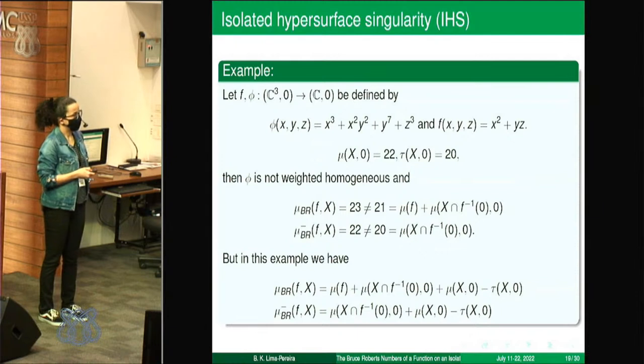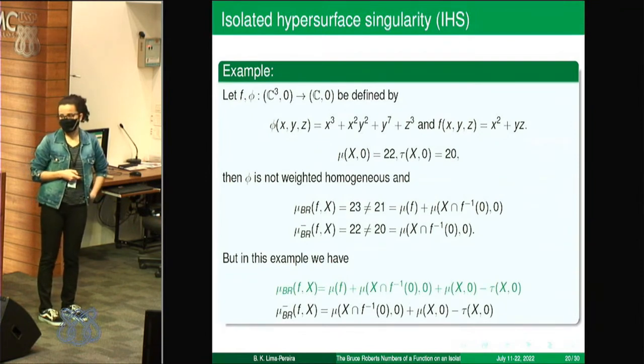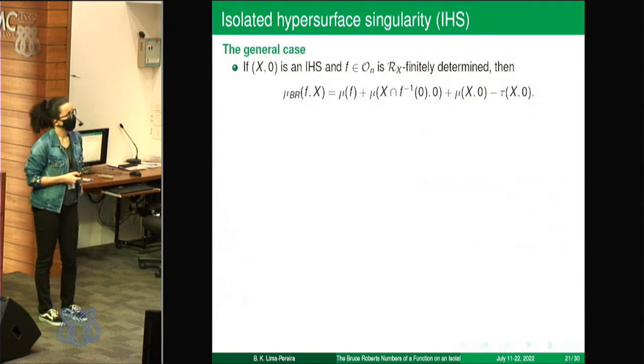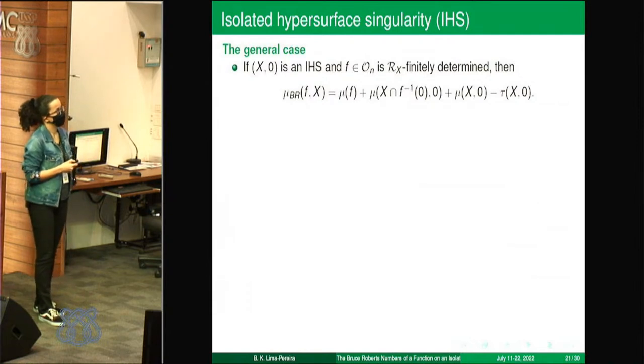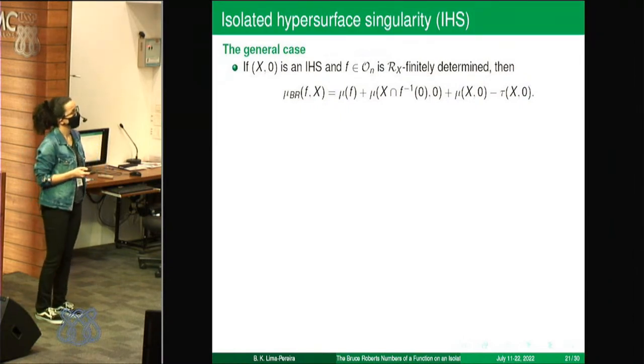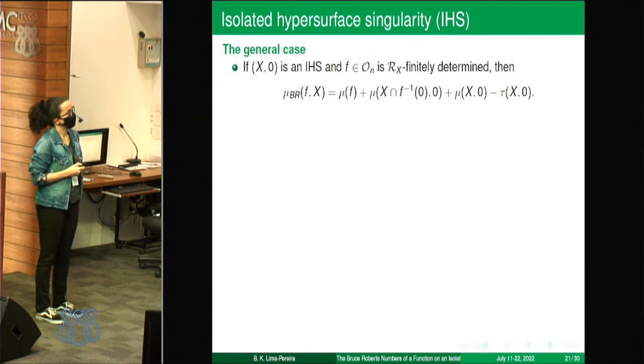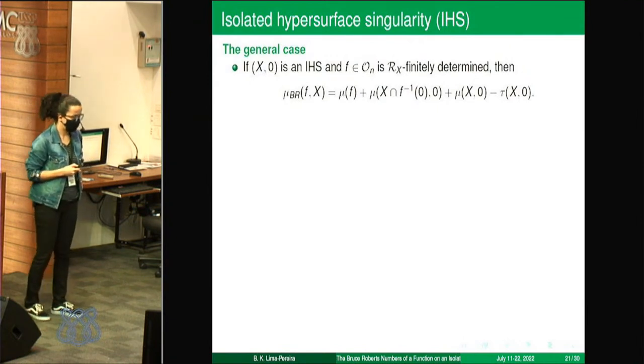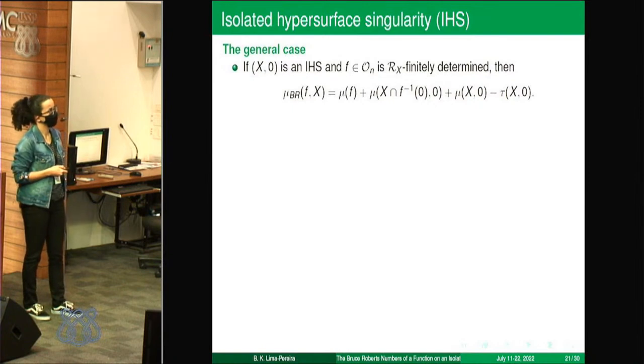Well, so now I will talk about these relations. Okay, and first I will consider the Bruce-Roberts number. So our objective is to conclude this relation, okay? And it is an interesting relation because with this equality, we can calculate the Bruce-Roberts number without theta X, okay? And this equality was conjectured during the PhD of Oréfice-Okamoto.